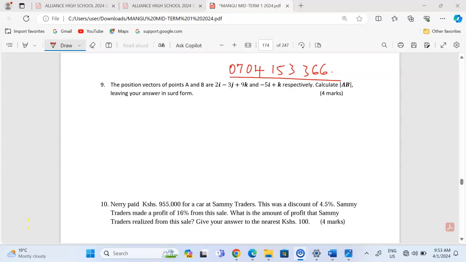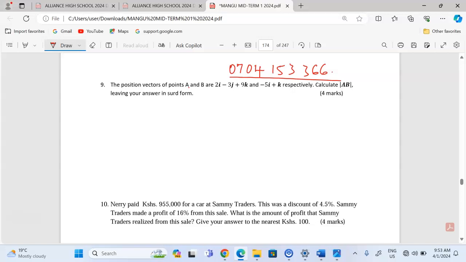We're going to discuss vectors. Number 9, the position vectors of points A and B are 2i minus 3j plus 9k and negative 5i plus k respectively. Calculate the magnitude of AB, leaving your answer in surd form. What you should know is that the symbol here means the magnitude, or rather the size or length or the modulus of a given vector.